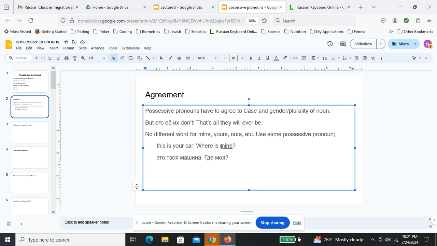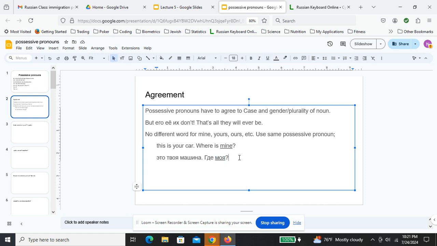So in English, we have to learn this extra word mine. But in Russian, we don't. Here's the translation of these two sentences. Это твоя машина, где моя. Now, моя is the same that I would have said about my car, моя машина.